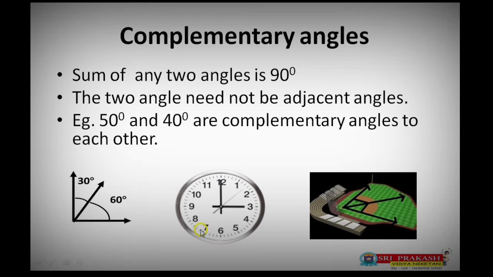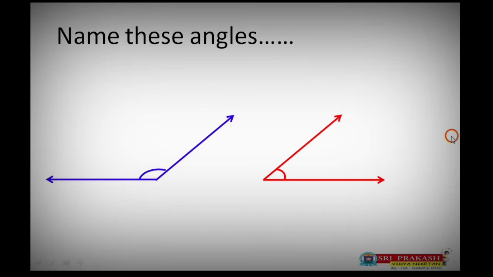I give an example in the clock at the time of 3 o'clock. The angle between the minute hand and the hour hand sums together to give 90 degrees. So this is an example of complementary angles. I have one more example, a baseball court, also complementary angles.